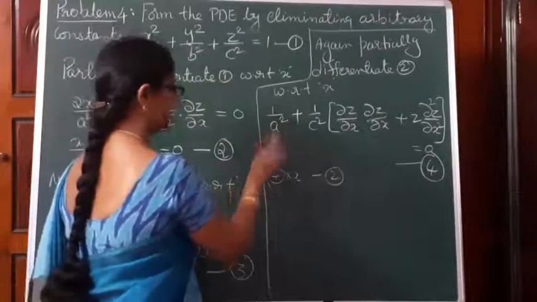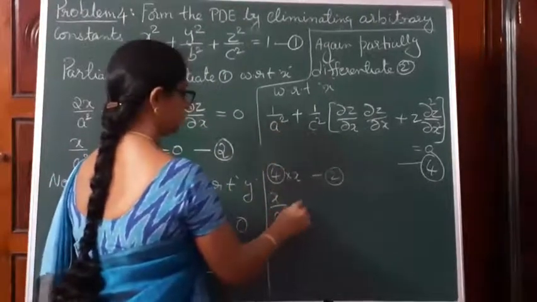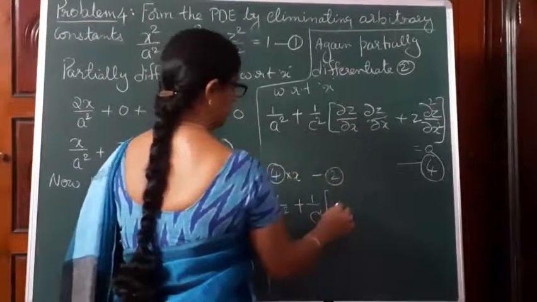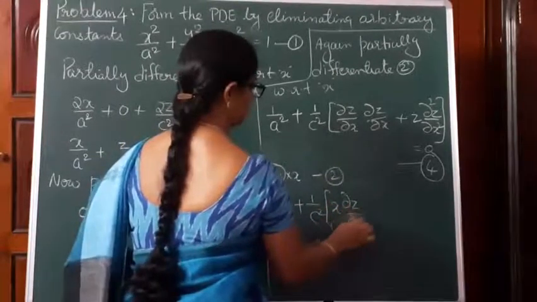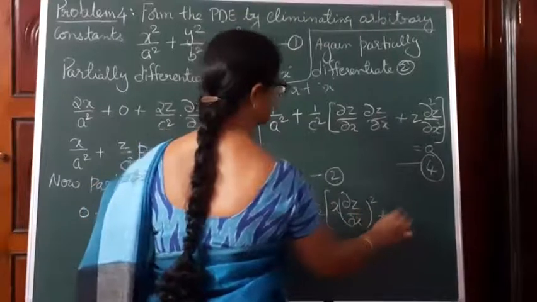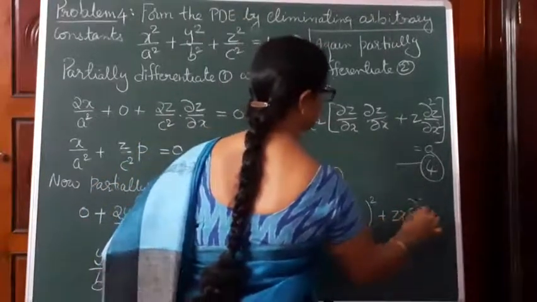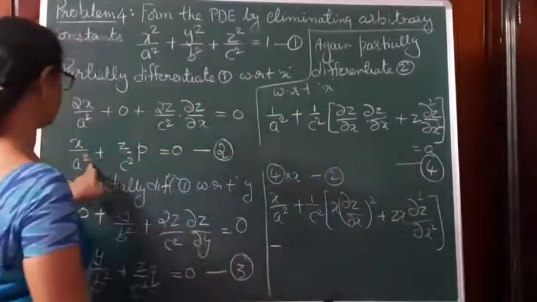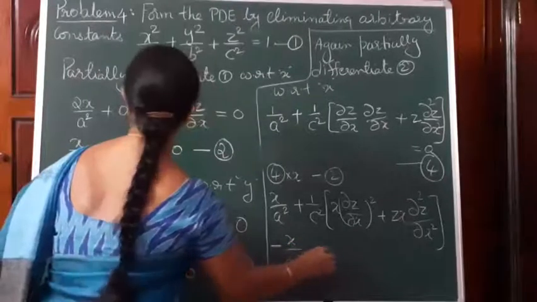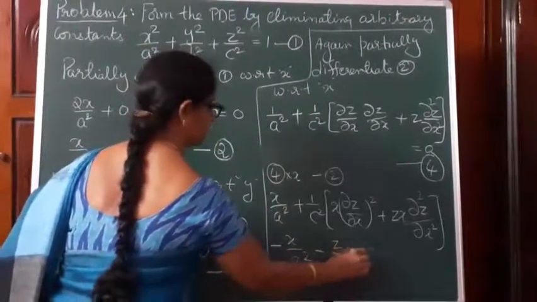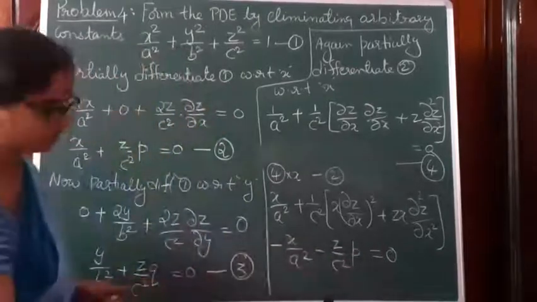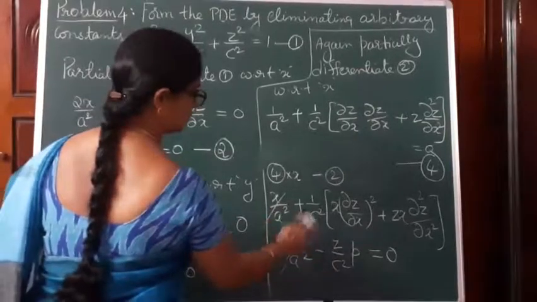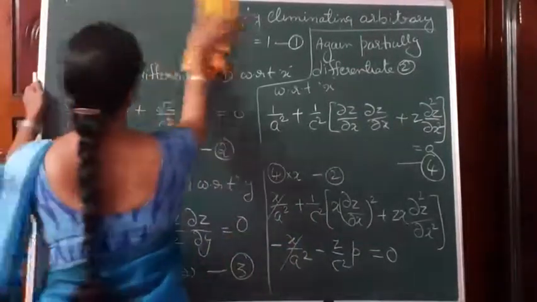First we are multiplying equation number 4 with x. So x by a square plus 1 by c square into, this is x, multiplying with x, into dou z by dou x whole square plus zx into dou square z by dou x square. This is 4 into x, minus equation 2, x by a square minus z by c square into p is equal to 0. 0 minus 0 is 0. So now this x by a square goes off.